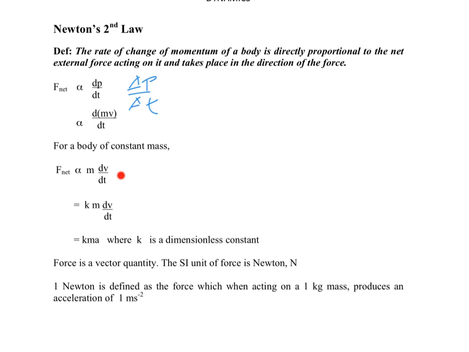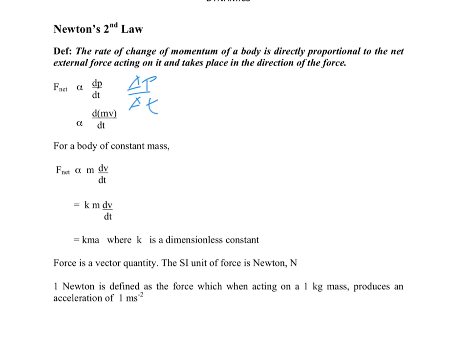So once you have dv dt, then you remember that you can change proportional to equals. But from proportional to equals, you must put a constant in front. So you get k m dv dt. And remember, dv dt is rate of change of velocity, which is also called acceleration. So you get F equals to kma.